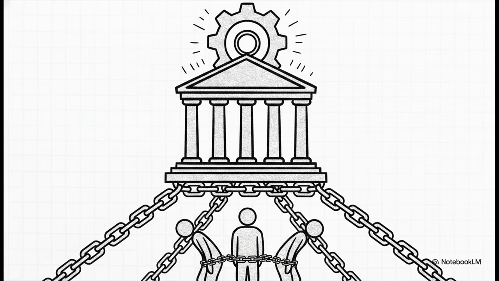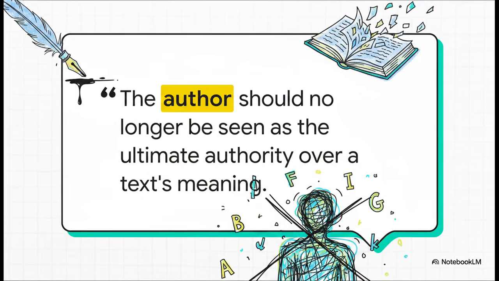To Foucault, these aren't natural, absolute facts. They are realities constructed by the subtle language and the immense power structures of societal institutions. And then we arrive at a truly revolutionary stance for literary criticism, Roland Barthes' incredibly famous essay, The Death of the Author. Barthes argued that traditional criticism places way too much importance on the author's intentions or their personal biography.